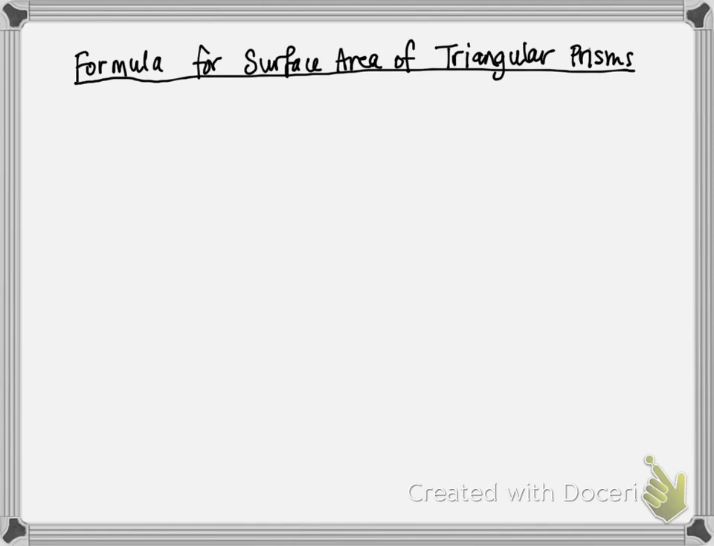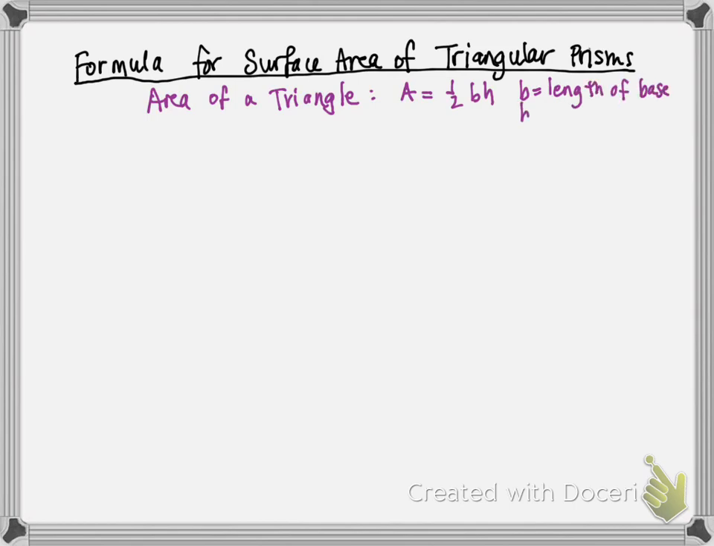So we've got to first think about what we know about a triangle. We have the area of a triangle, and that's going to be A equals 1/2 little b little h, where b is the length of the base and little h is the height of the base.